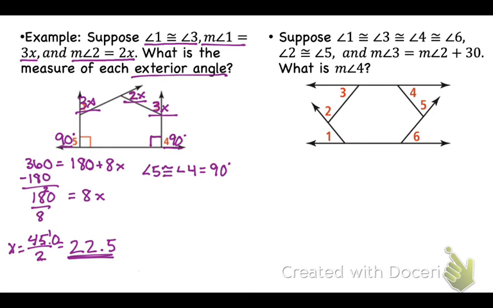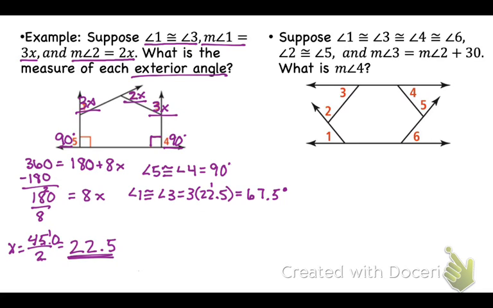Okay. And then I know that angle 1 is congruent to angle 3, which is 3 times 22.5. Okay, 3 times 5 is 15. Carry a 1. 3 times 2 is 6 plus 1 is 7. And then 6. So 1 and 3 is 67.5.